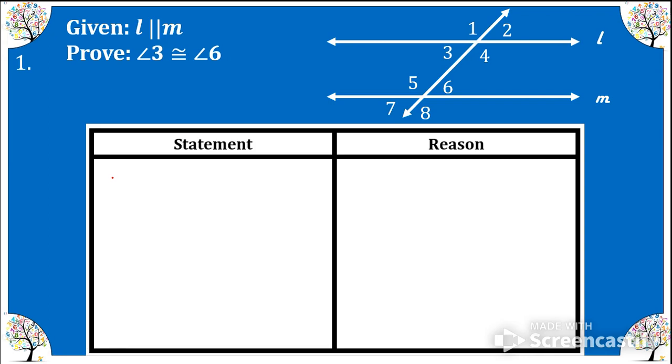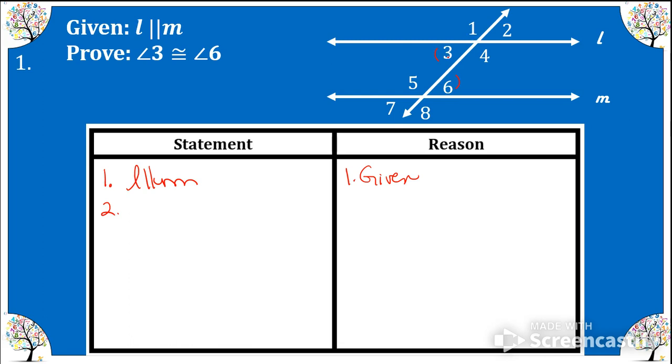So our first example is we are given that lines L and M are parallel, and they want us to prove that angle 3 and angle 6 are congruent. So let's state what is given. L is parallel to M. The reason is the given. Okay, so we can't just say that these are congruent because of alternate interior. We have to use a few other postulates and theorems to prove this.